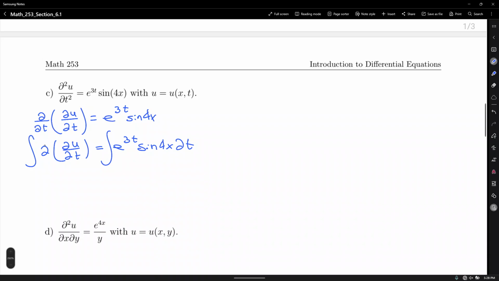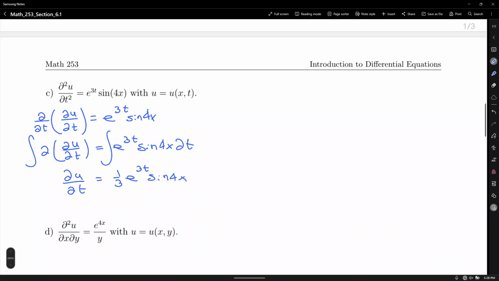The integral cancels the differential, leaving us with du, or partial of u with respect to t. And now let's integrate e to the 3t sine 4x, but in this case with respect to t. See the differential with the partial symbol? So sine 4x is a constant. All you need to do is integrate e to the 3t, that is 1/3 e to the 3t sine 4x.